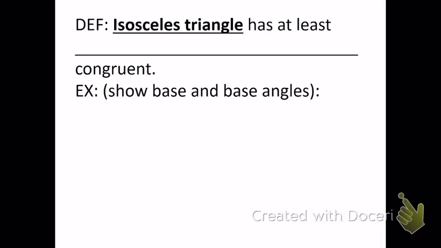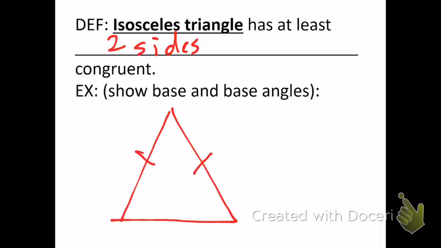An isosceles triangle has at least 2 sides congruent. It can have more, but it has at least 2 sides. Iso means equal, and the celes is also another word for side, so it has 2 equal sides. A picture of an isosceles triangle would look like this. These are the 2 equal sides. The side that's not equal to the others is called the base of the isosceles triangle, and the angles adjacent to the base, or next to the base, are the base angles.